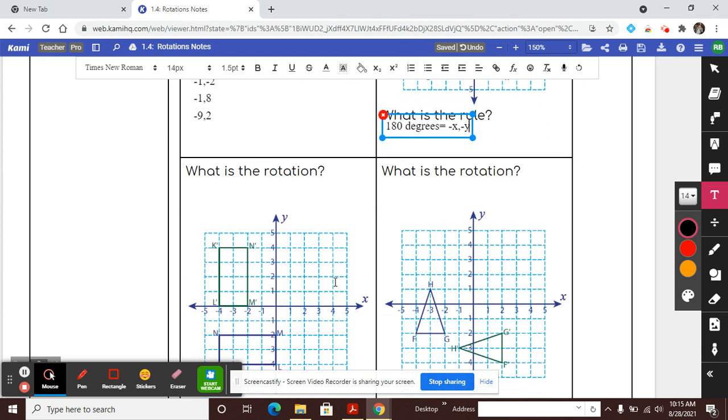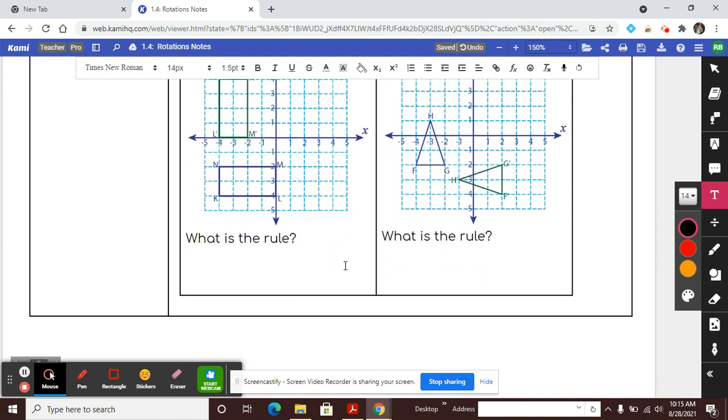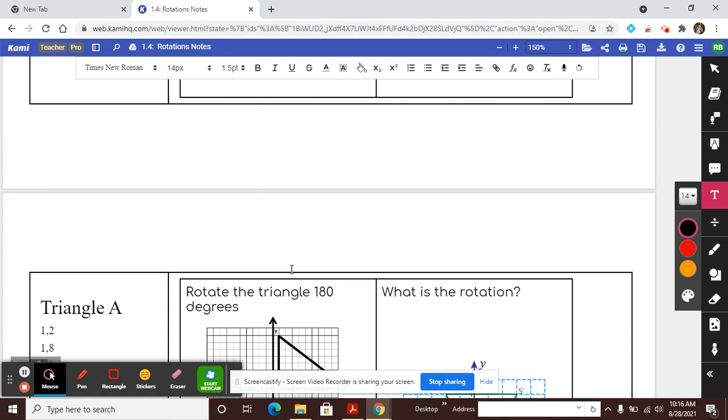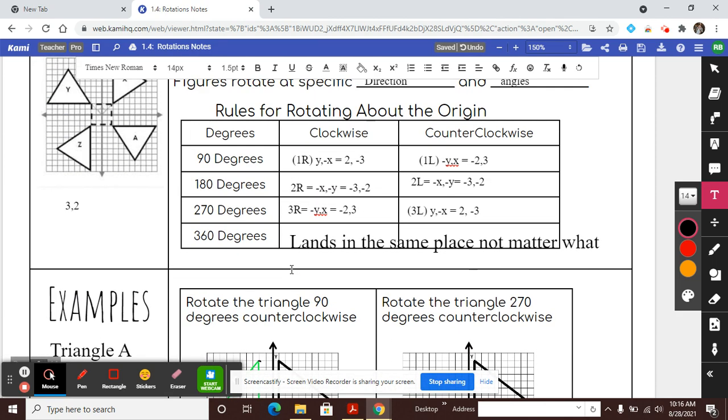All right, next one we are going to look at is what is the rotation. So we're going to do clockwise and then counterclockwise. So clockwise, we're going 90 degrees. I'm going to put 90 clockwise, which means we're going 270 counterclockwise, and that'll be CC. Our rule for those, going back up, let me pull up the rule for 90 degrees counterclockwise, or clockwise, is this.